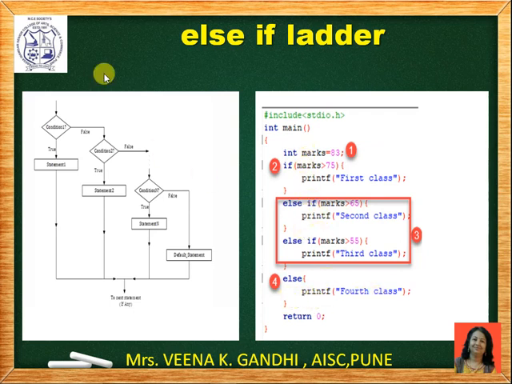Now here marks are 83. So the marks 83 is more than 75, so it will print first class. Suppose the marks are 53 and the first condition fails, it will come to the second condition. 53 is more than 65, so it also fails. Again come to the third condition. 53 is more than 55, no. So all three fail, it will come to the else part, so it will print fourth class.